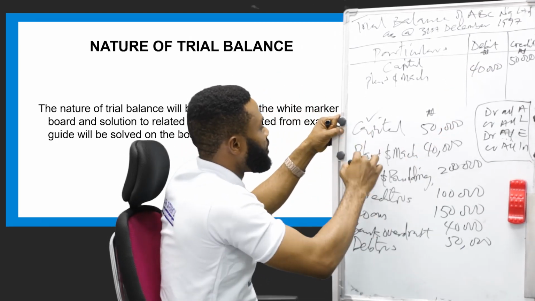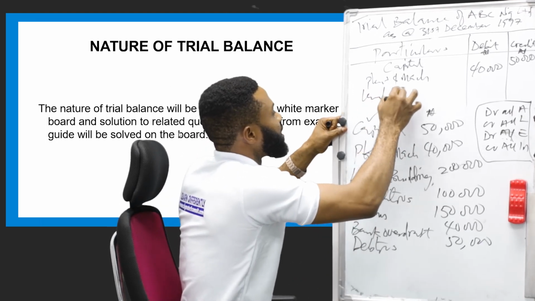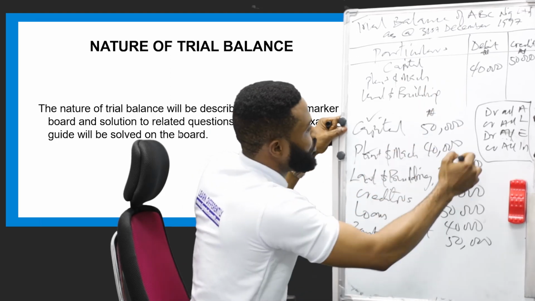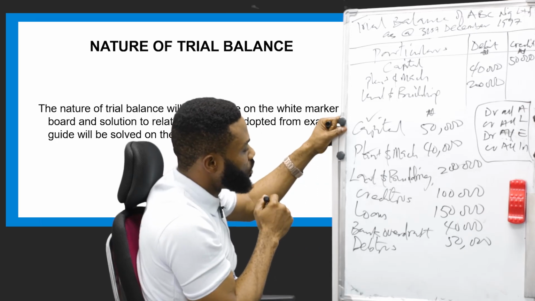And then the next one, we have done that. The next one is land and building. Is obvious. Land and building is an asset. So how much is land and building? 200,000. And then the next one is what?